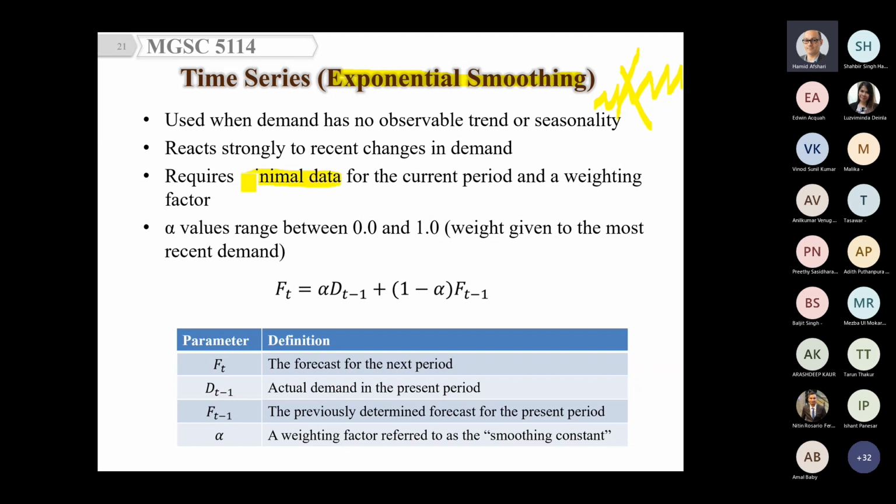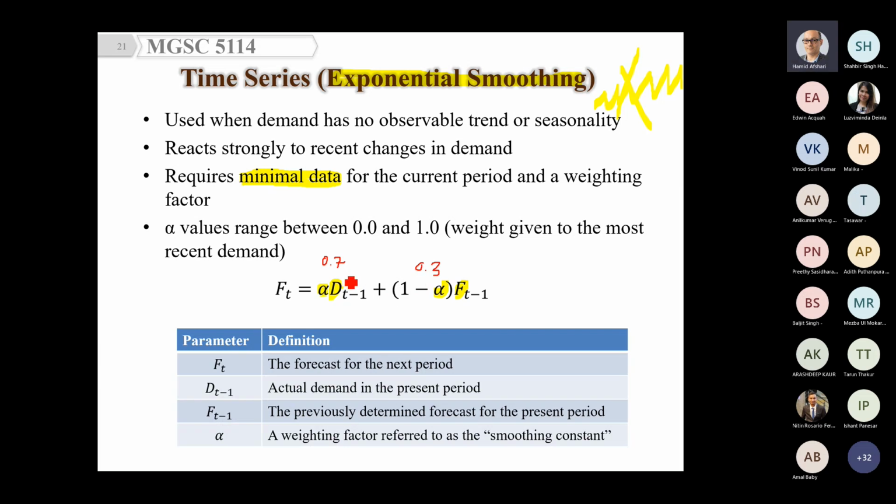Okay. So I will show you that it only needs the actual demand of the past period and the forecast in the past period. That's it. Only two data points. And it always uses a fixed weighting factor, which we call alpha. And alpha and 1 minus alpha are between 0 and 1. So in this case, if alpha is 0.7, 1 minus alpha will be 0.3.